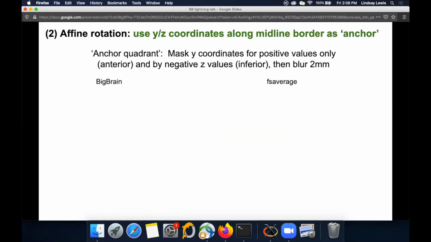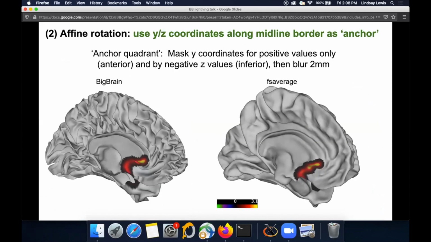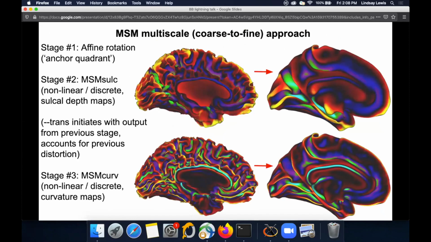And then we effectively borrow its inflated sphere, that output, and make it the input sphere for the rest of the pipeline. In addition to sulcal depth, we also use the YZ coordinates along the medial cut as a kind of anchor of the problematic regions during the affine rotation of the sphere. The rest of MSM downstream is relatively standard. It's a coarse-to-fine approach, starting with a sulcal depth stage. This emphasizes the global features, and then there's a curvature stage, which emphasizes the finer details.